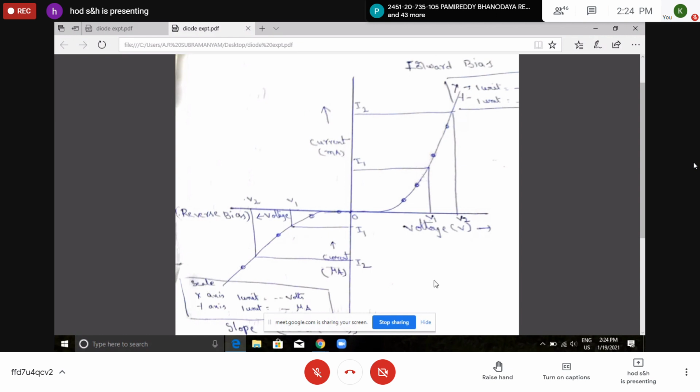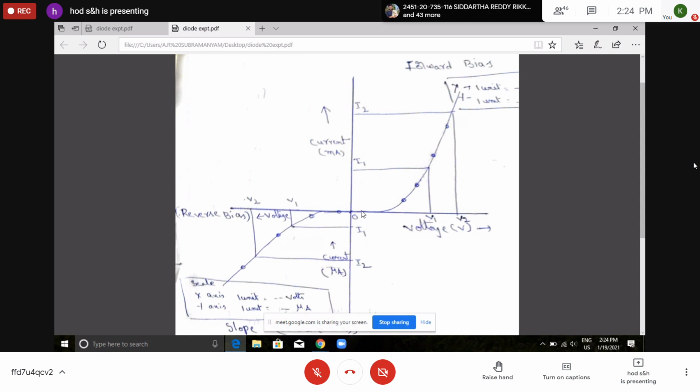Now, once you get the curve, you should find out the slope. For this, you remember there are 2 methods. One method is, initially it looks like a straight line. In some manuals it is given that you straight away select 2 points and find the slope.